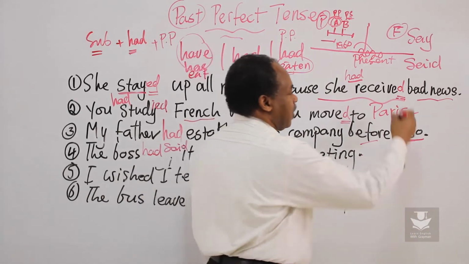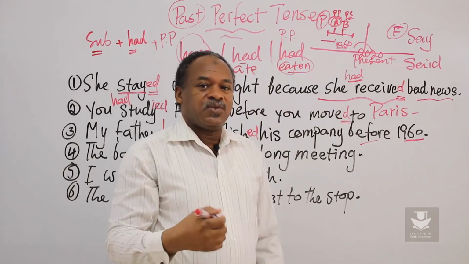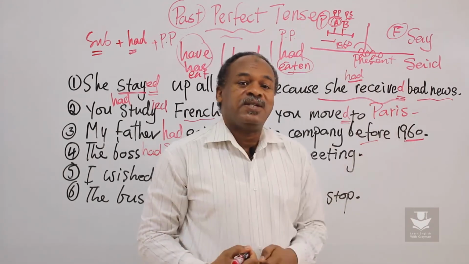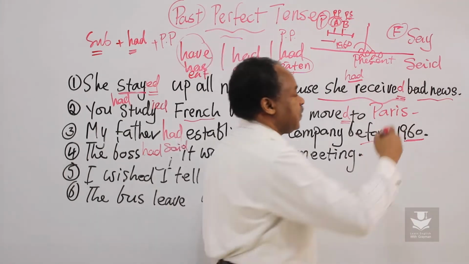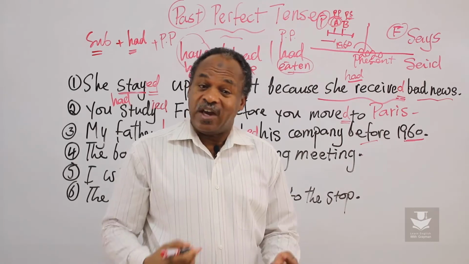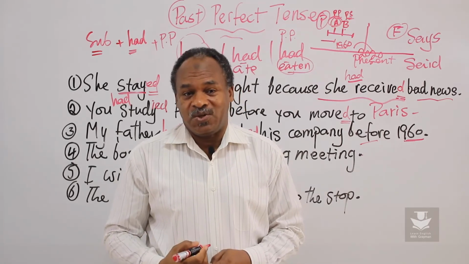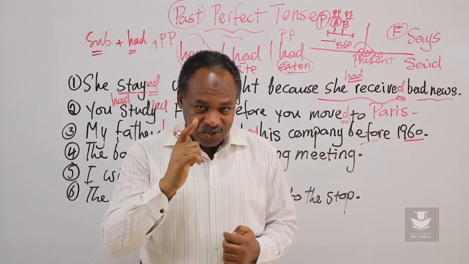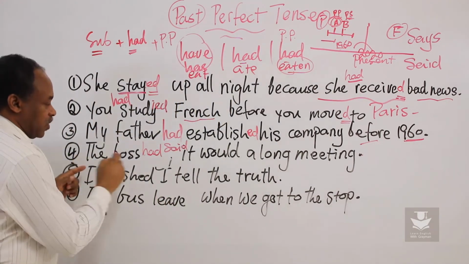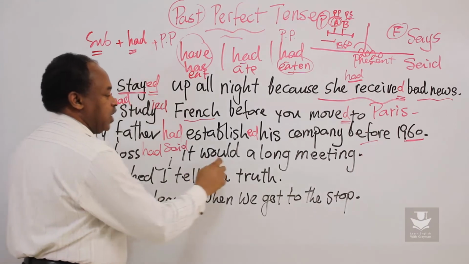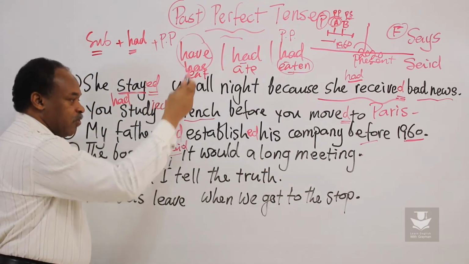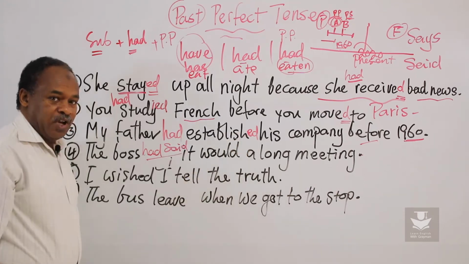Okay. Many of my students will say it incorrectly, and that's not correct. We say, said. And if we add S here, it's going to be says. Don't forget that. Okay. So we say the boss had said, it would be a long meeting. We use had said here, the past perfect, because this is reported speech.